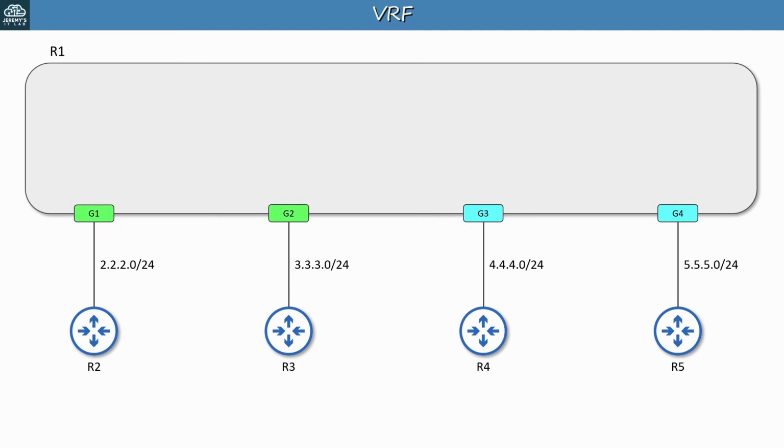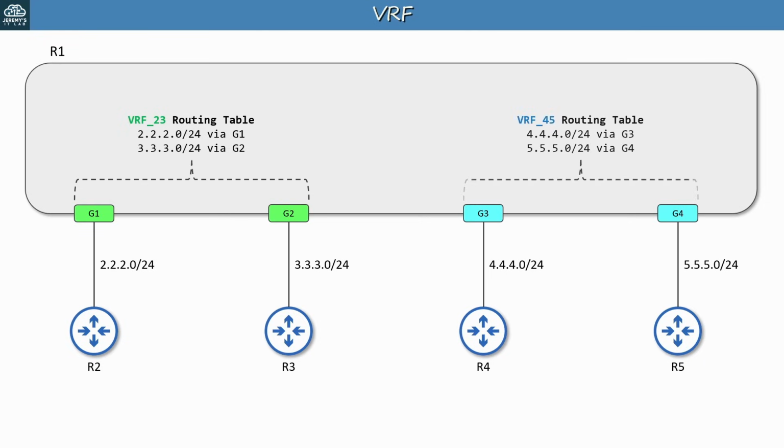Now I've configured two VRFs on R1. Interfaces G1 and G2 are in VRF-2.3, and interfaces G3 and G4 are in VRF-4.5. VRF-2.3 has its own routing table with the 2.2.2.0 and 3.3.3.0 networks. And VRF-4.5 also has its own, with the 4.4.4.0 and 5.5.5.0 networks.